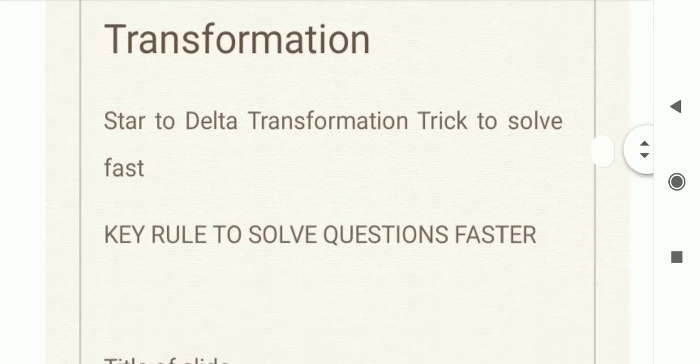So basically in this video I will be discussing how to solve questions based on star to delta transformation faster using some trick. It's not just a trick, it's just the formula, but it's a way to solve it faster.